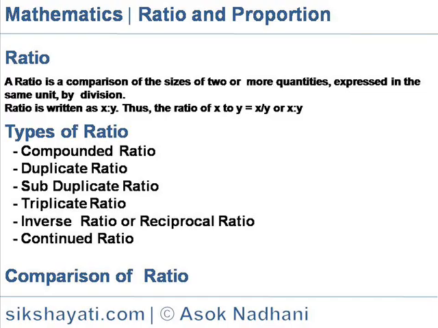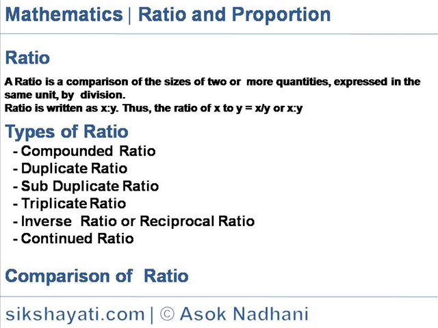Subduplicate ratio. The ratio of square roots of the terms of a ratio is called the subduplicate ratio. For example, for ratio x is to y, root x is to root y is the subduplicate ratio.